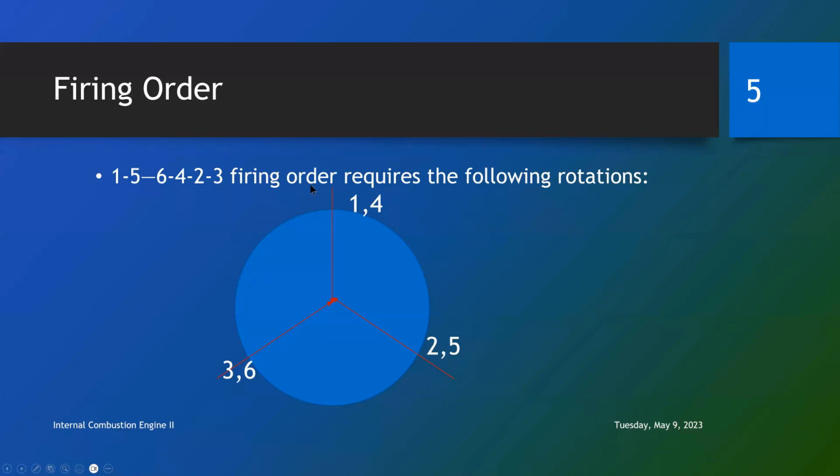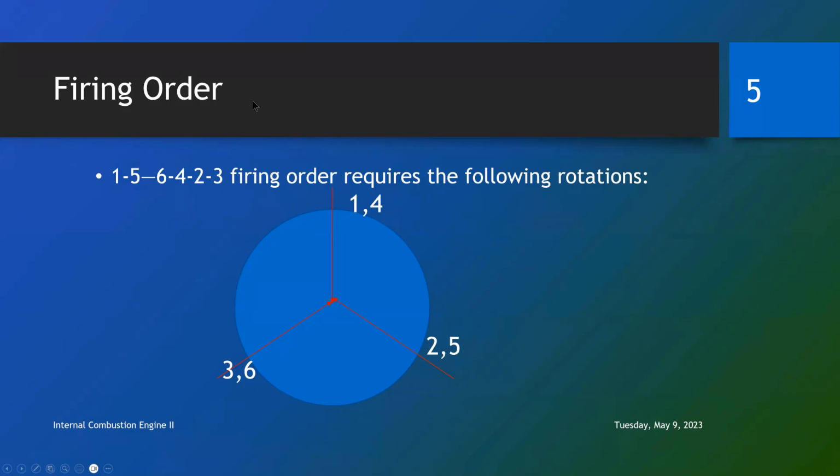In this particular one, it could be 1, 5, 6, 4, 2, 3. Because again, in this case, if you have six cylinders and you have 720 degrees, you divide 720 by 6, and you have 120. So cylinder 1 might be at 0, cylinder 5 might be at 120 degrees, cylinder 6 might be at 240 degrees, and then cylinder 4 will be at 360 degrees, cylinder 2 at 360 plus 120, that's 480, and so on. So that is how you can achieve a firing order of 1, 5, 6, 4, 2, 3.